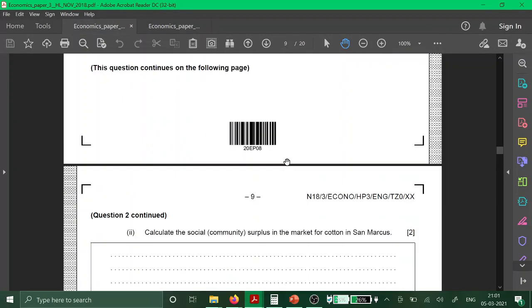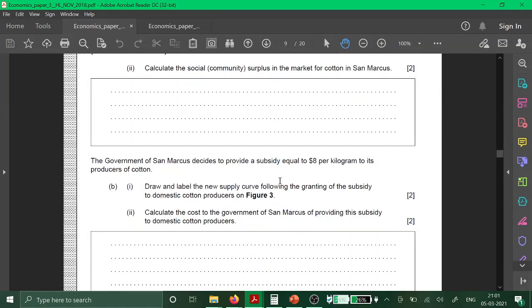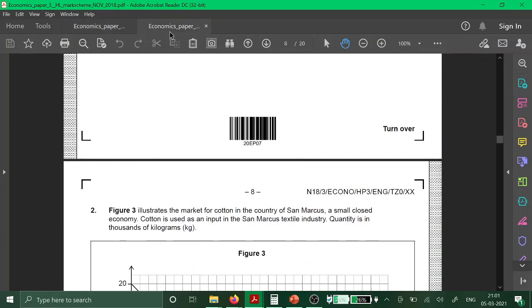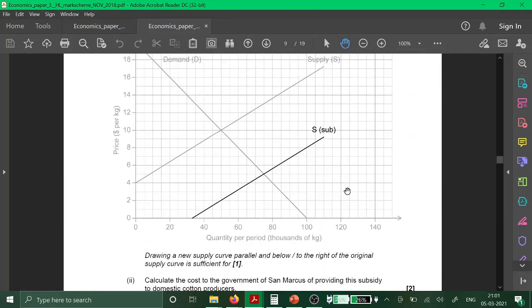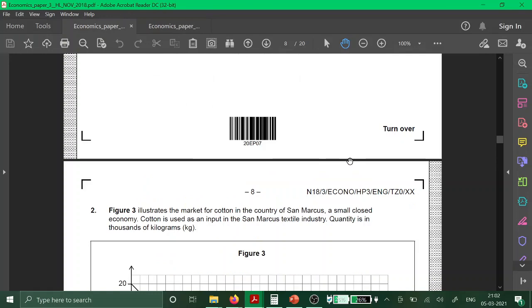Okay, so next question. The left hand side is the domestic supply, and the right hand side is the world supply. Till this part the domestic producers have the capacity to supply. Afterwards the demand is higher than the domestic supply, so the gap between these two will be supplied by the world market. Okay, got it.